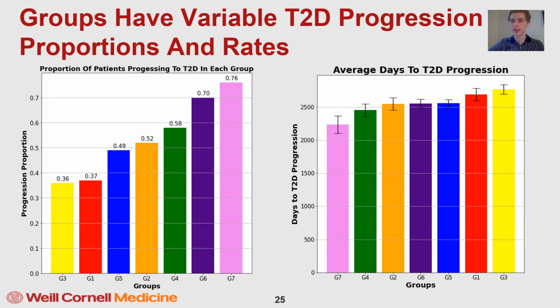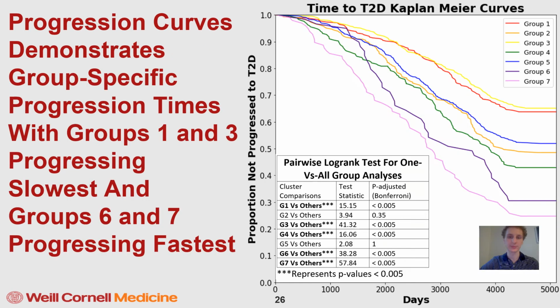Now, when we look at the average days to type 2 diabetes progression, we find that those patients who progress to type 2 diabetes within group 7 progress at the fastest rate, whereas those in group 1 and group 3 progress at the slowest rate. So this shows that there is some variability in the clinical outcomes of our groups.